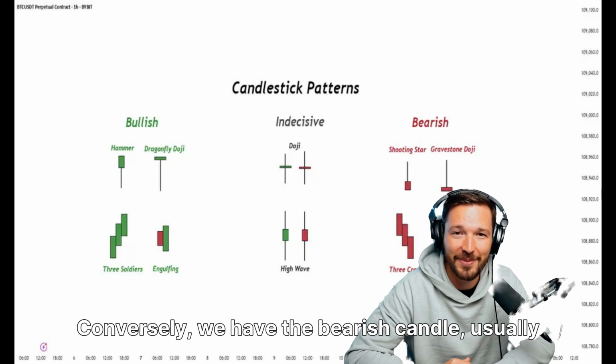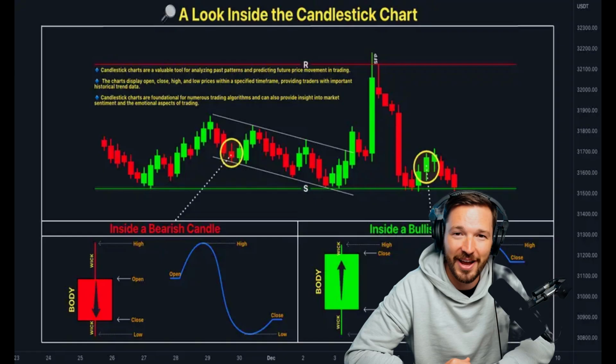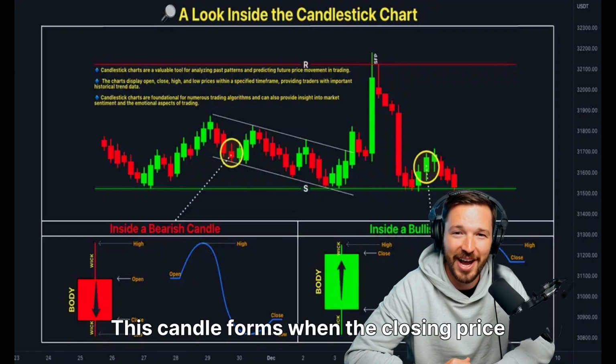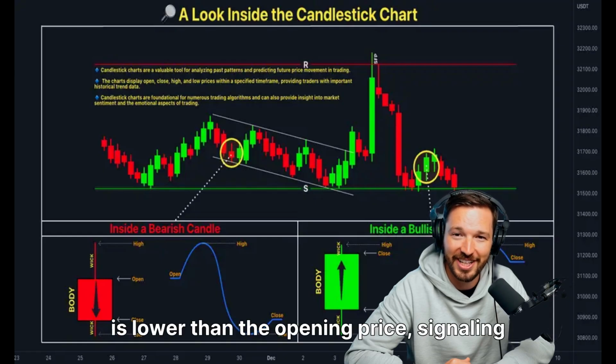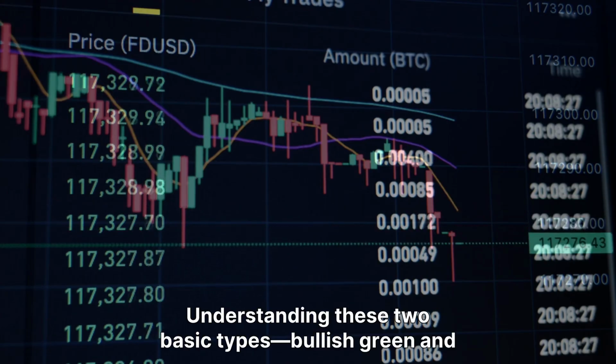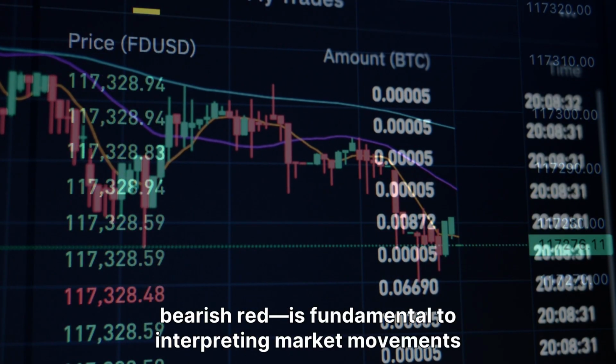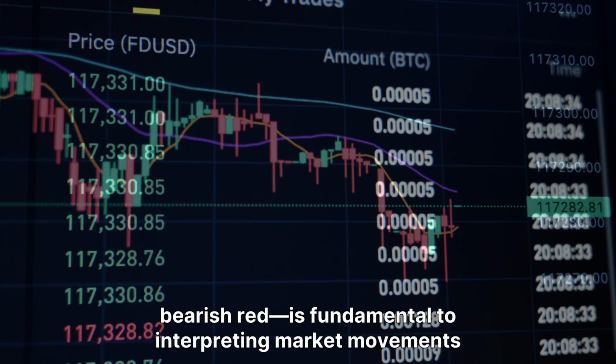Conversely, we have the bearish candle, usually colored red to signify downward pressure. This candle forms when the closing price is lower than the opening price, signaling selling pressure and a potential downward trend continuation. Understanding these two basic types, bullish green and bearish red, is fundamental to interpreting market movements and building your trading confidence.